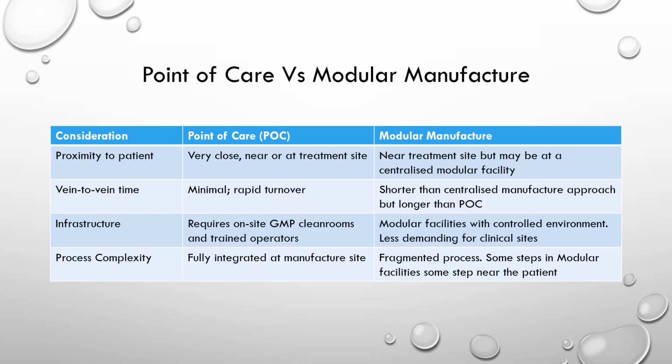Complexity: for point of care, it would be fully integrated into your manufacture site, whereas for modular, there'll be some steps with regards to delivering the drug to the patient. I wouldn't necessarily say fragmented, that might be a bit of an overkill, but there would be more steps in modular facilities to bring the drug to the patient.